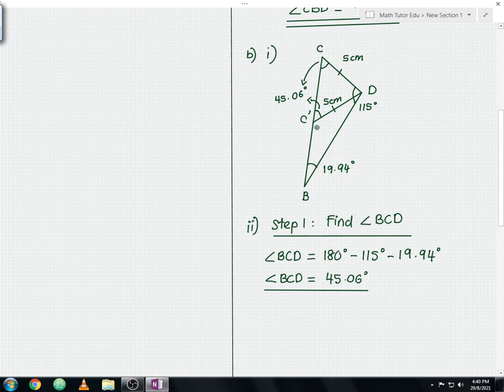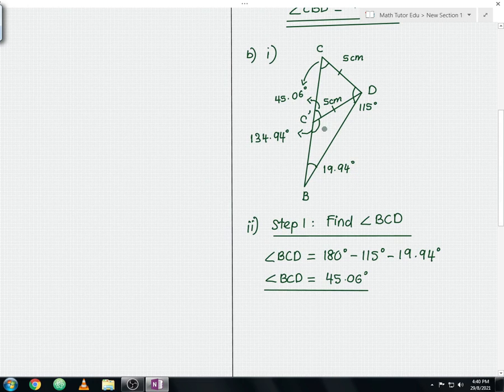We have already found out this angle is 45.06 degree. So now to find this angle DC prime B, it will be very simple. What you need to do is 180 degree minus 45.06 degree. So from here you get this angle is equal to 134.94 degree. I hope you get this clear.